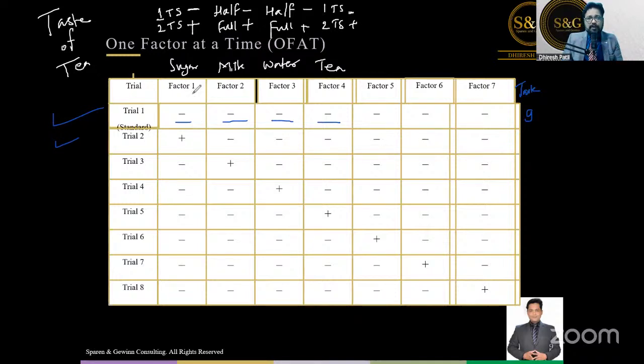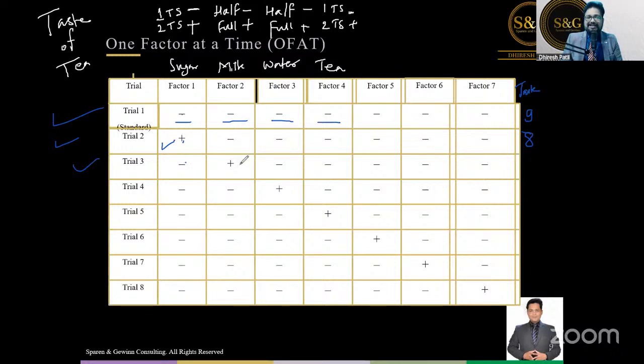For example, then we change factor number 1 from minus to plus, which means from 1 tablespoon, we convert it to 2 tablespoons. So in the next cup, we just make a cup of tea with 2 tablespoons sugar, and rest everything will be as it is. And then we will test. Maybe it comes to 8. Are you clear? Then the third trial, we will again revert the first one.